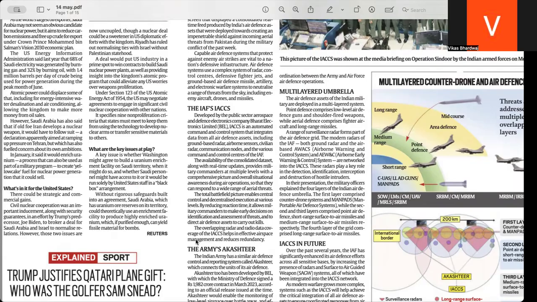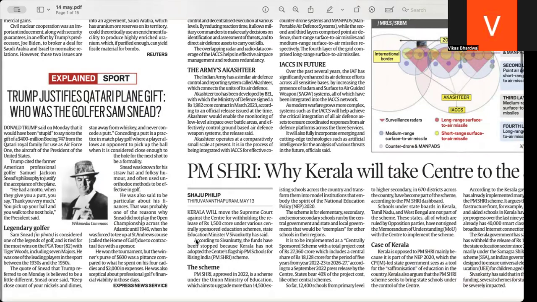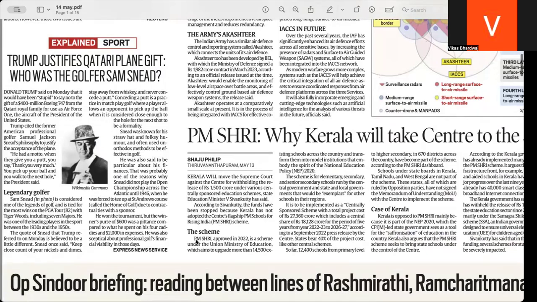Trump justifies the Qatari plane gift, but in the US presidential system, and also what the Constitution says, a gift beyond a certain value is supposed to go to Congress, discussion must be there, and only then can you take it. This is the first time it is happening. So he is breaking so many rules and so many conventions. That is what we have to see.